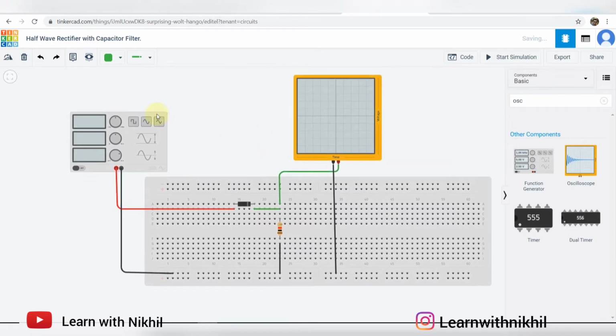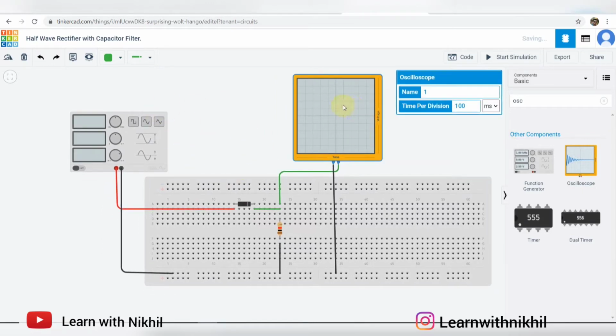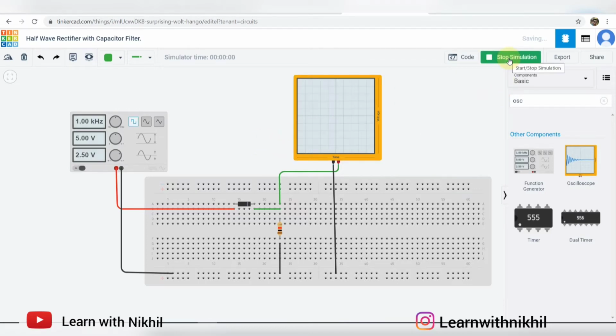Now coming to the connections here, the time per division, depending upon how the output is, I will change it. First I'll see the output. The output is not proper. We have to change the input supply to get the perfect sine wave.